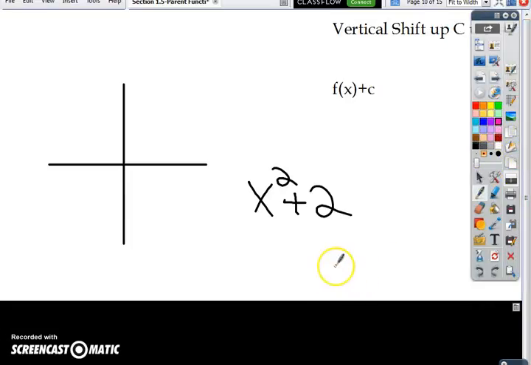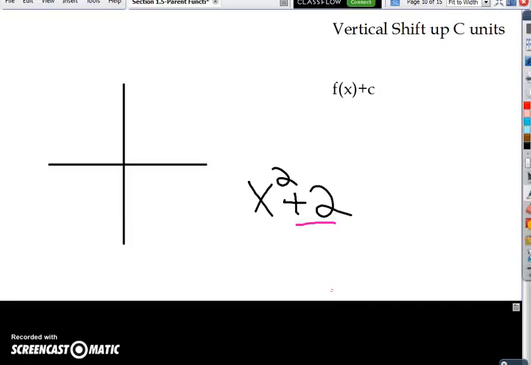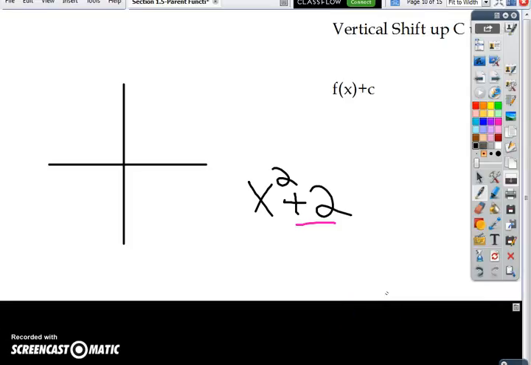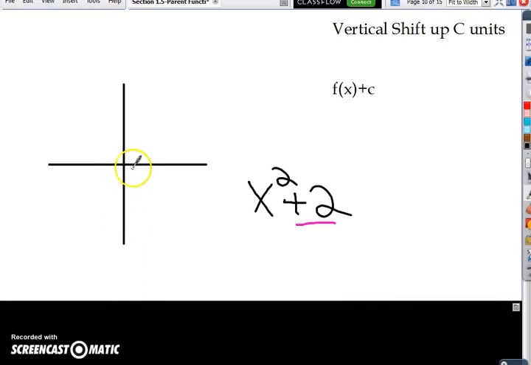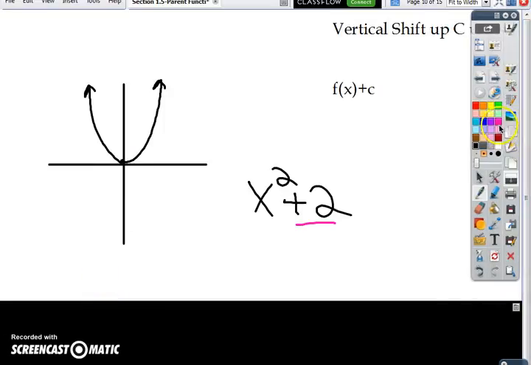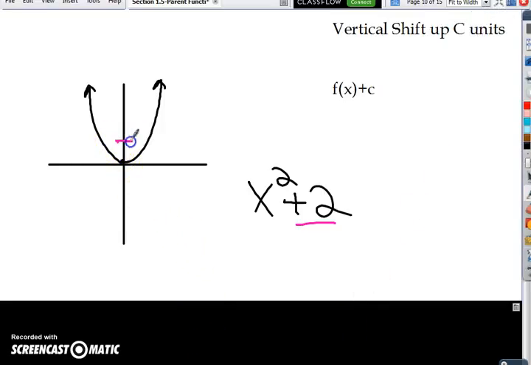Now, what that's going to do is it's going to take my usual cute x squared, which was in black here, and it's going to shift it up 2 whole units. Every y value gets 2 added to it. Oh, happy days are here again. So just 1, 2, and up it grows.